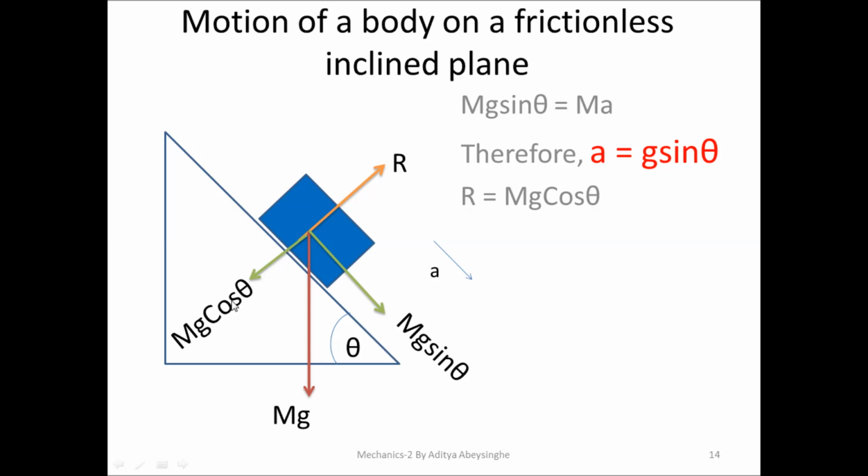Now this object doesn't move in this direction or in this direction, so R should be equal to mg cos theta, and the only force that acts down the plane is mg sin theta, and that mg sin theta should be equal to the mass times the acceleration. So a is equal to g sin theta.